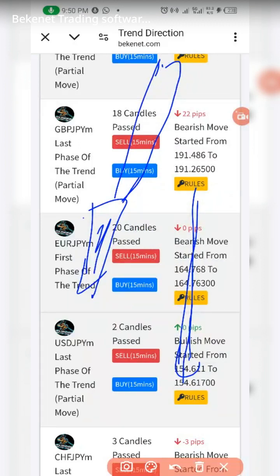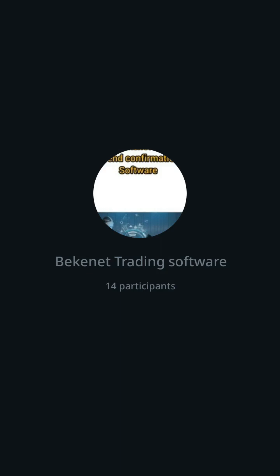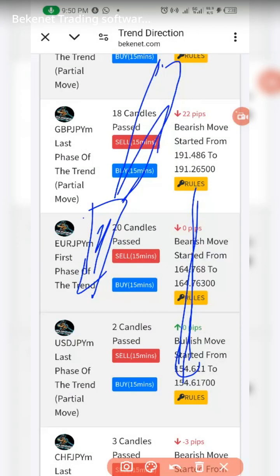You do understand it now? Yeah, sure. That's just the sniper. So you don't trade opposite.